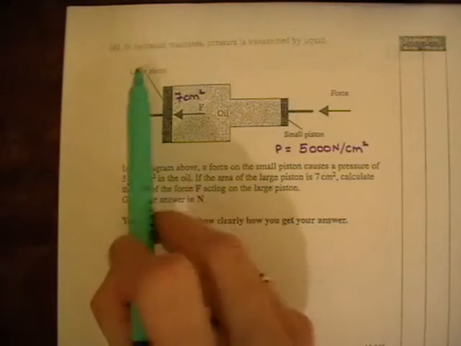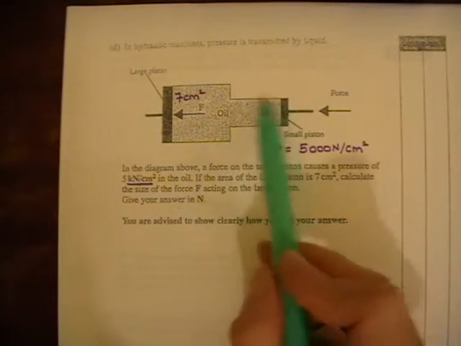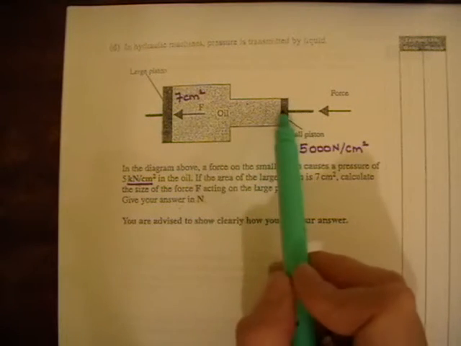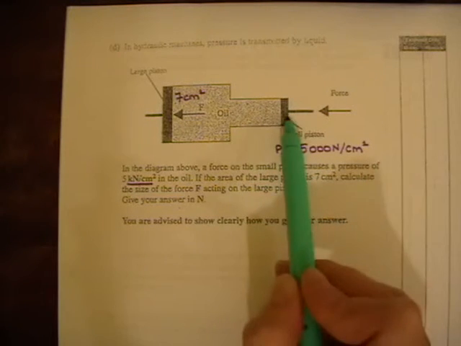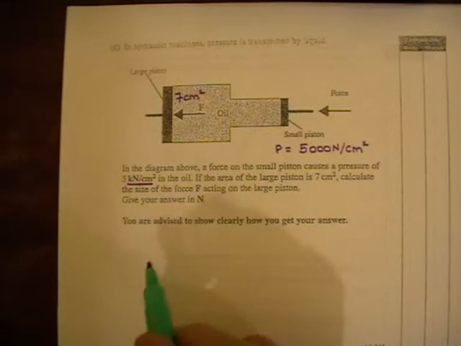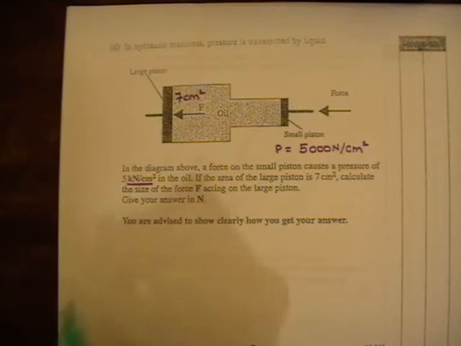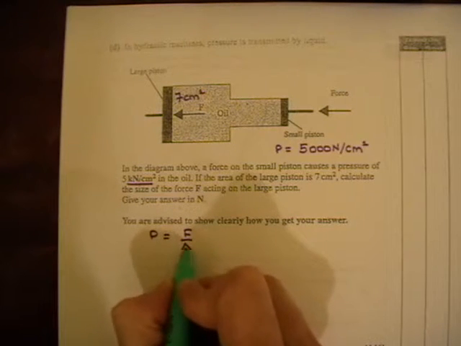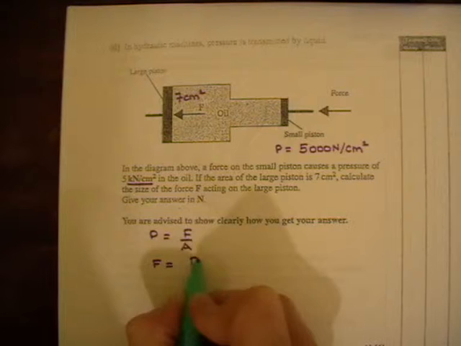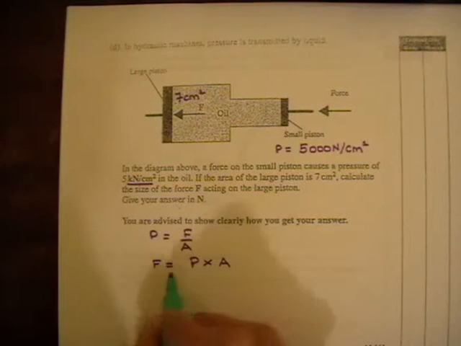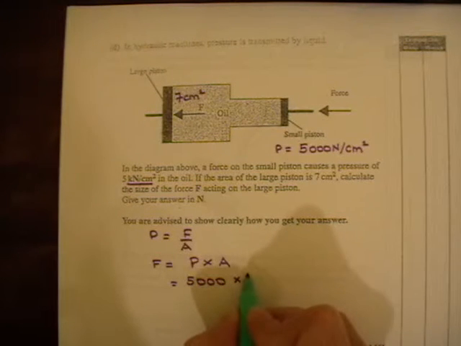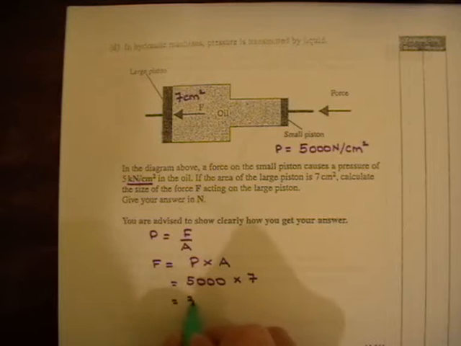Now, the whole idea of hydraulic machines is that the liquid here is incompressible and it transmits the same amount of pressure throughout it. And so if the pressure here is 5,000 newtons per centimetre squared, then the pressure here is also 5,000 newtons per centimetre squared. So if we write down our equation, pressure is force over area, we're looking for force. So force is equal to pressure times area. The pressure is 5,000 and the area is 7. And that gives you 35,000, and it's in newtons.